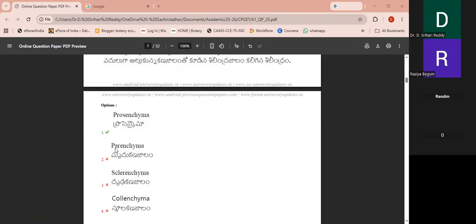Another option is given as parenchyma. Actually, parenchyma is a tissue present in plants, not in fungi. And sclerenchyma is also a tissue present in plants, not in fungi. Collenchyma is also a tissue present only in plants. So that is the right answer.